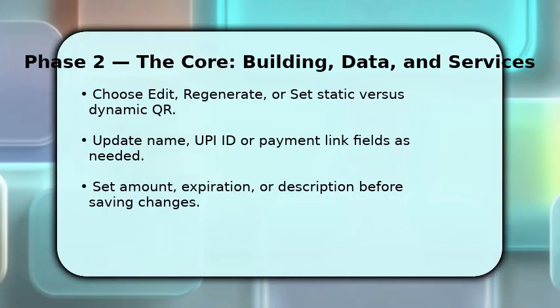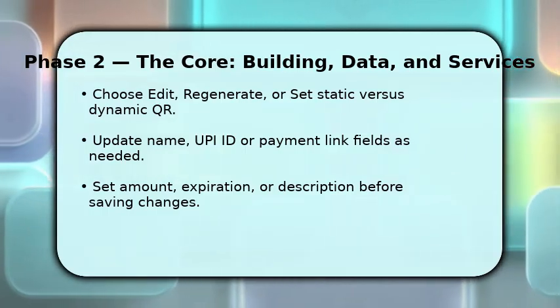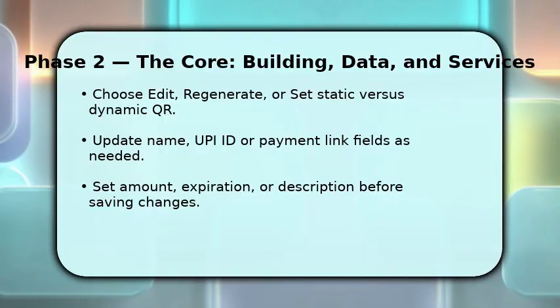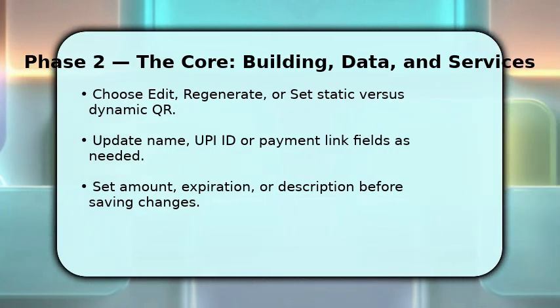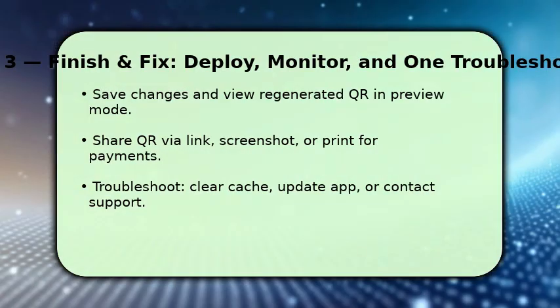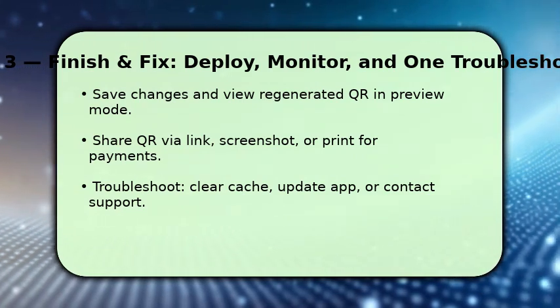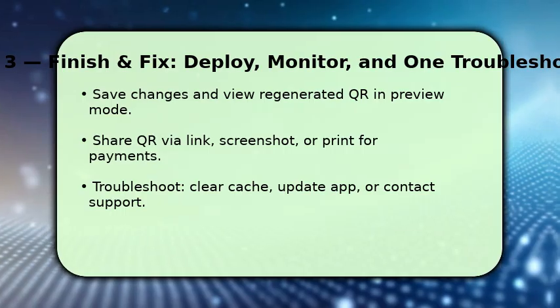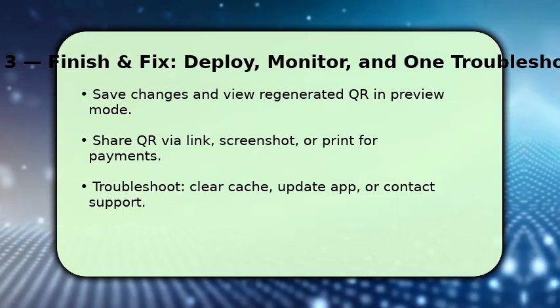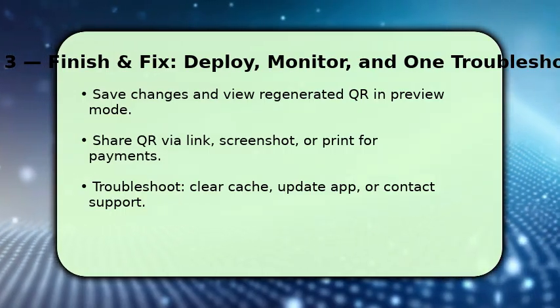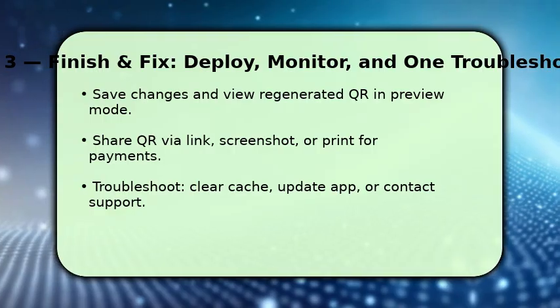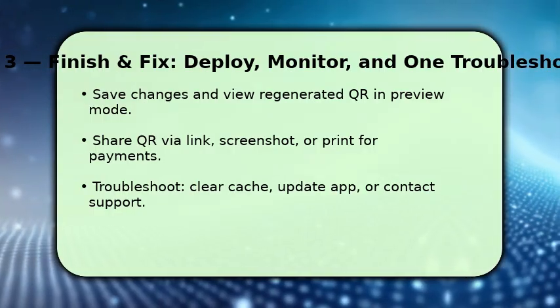The app will produce a new QR tied to those settings. Once saved, preview the regenerated QR and verify the visible UPI ID or merchant name is correct. This prevents misrouted payments. You can share it via link, send a screenshot, or print high-contrast copies for physical displays. Then perform a quick test transaction from a second device to confirm funds route as expected.